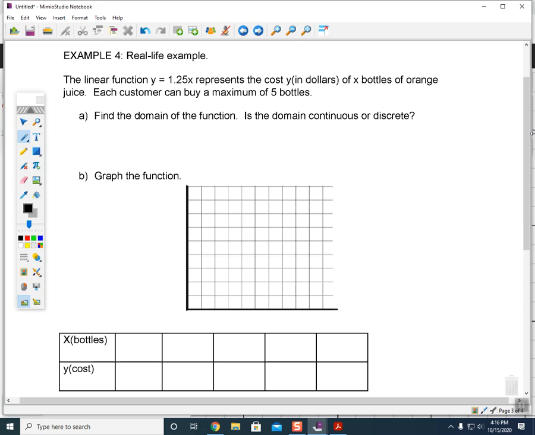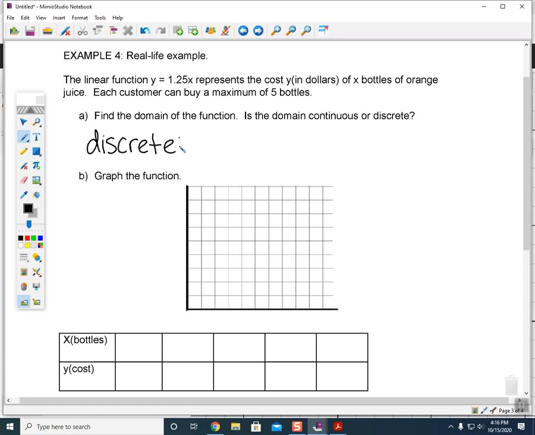So a discrete domain is going to have individual points, right? They're not going to be connected. A continuous domain is going to have values that are connected to each other, so that I have a full range. I can have absolutely any number in that range. Well, if I think about this in terms of our problem, we're looking at bottles of orange juice. I can't go to the grocery store and buy a fraction of a bottle of orange juice. I can only buy a whole bottle. So my domain is going to have to be whole numbers. So I know that it's going to be discrete because it's not continuous, because I can't have a fraction.